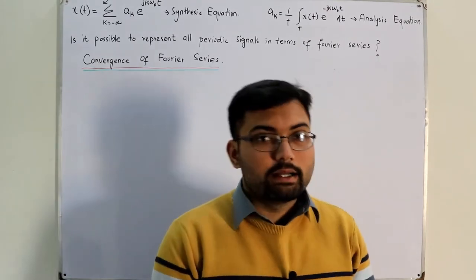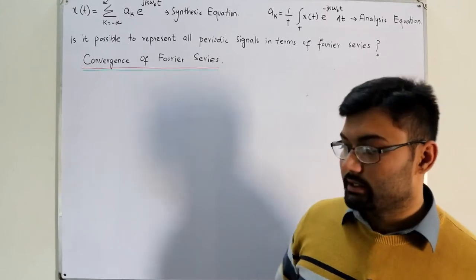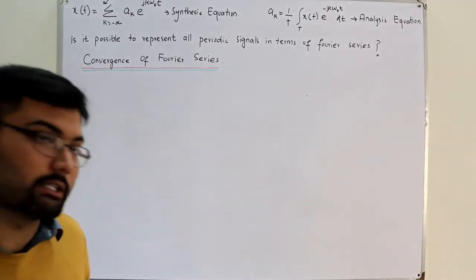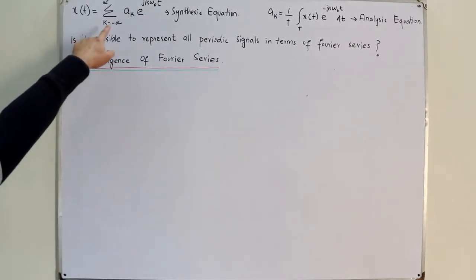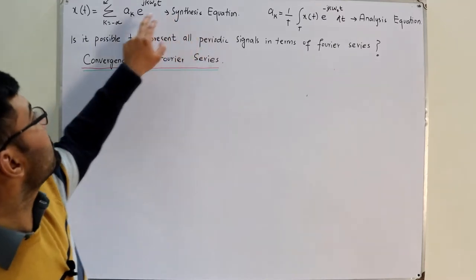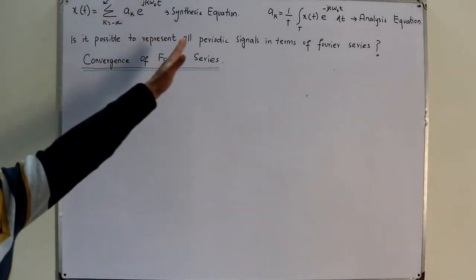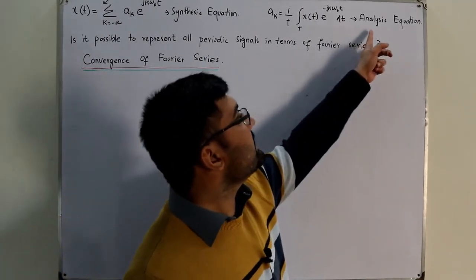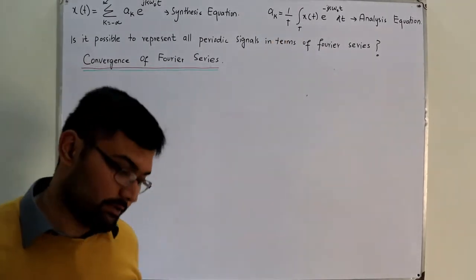Salaar Khan here, and today with a new topic, the Convergence of Fourier series. But before getting into that, let us see what we've seen previously. Previously we derived these two equations. The first is the synthesis equation, in which we find the x of t in terms of the exponential function we have already discussed. The second is the analysis equation to do what? To find the Fourier coefficients.